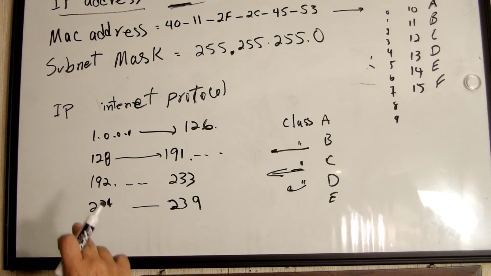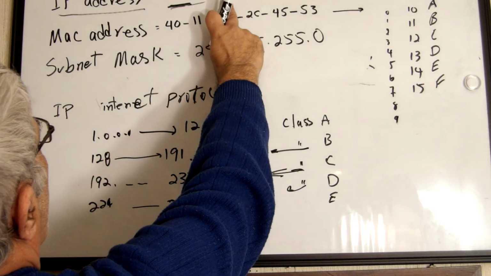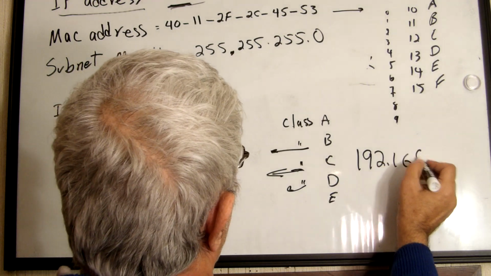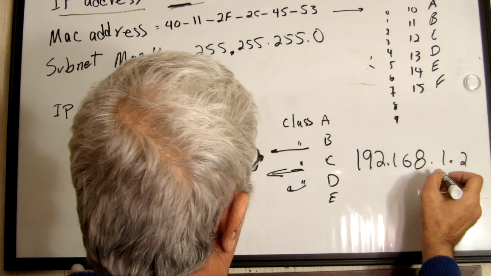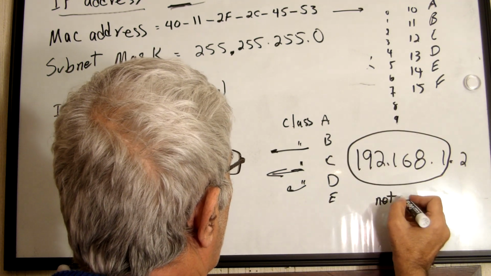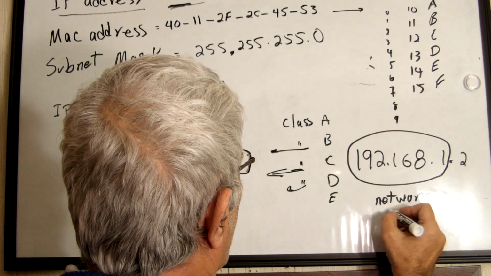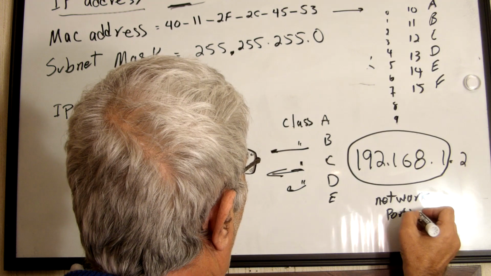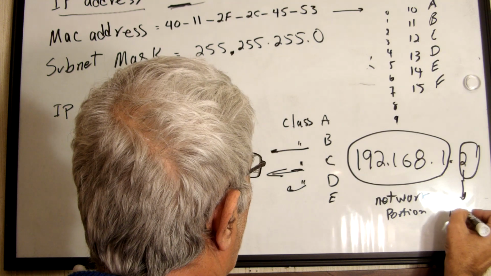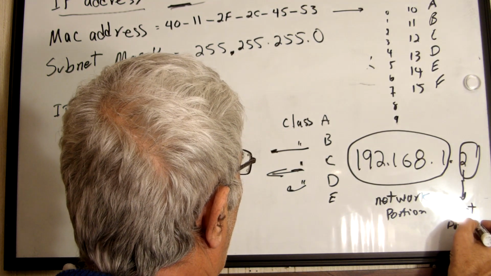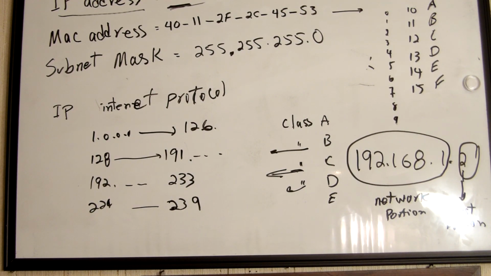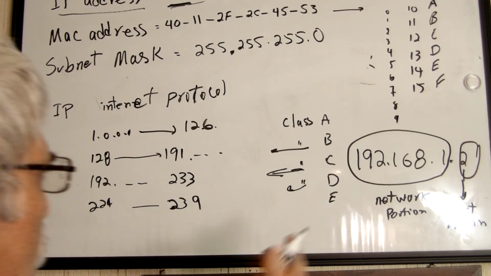Actually, an IP address like 192.168.1.2 has two parts. The first part is the network portion, and then there is the host portion. Every IP address has two portions: a network portion and a host portion.